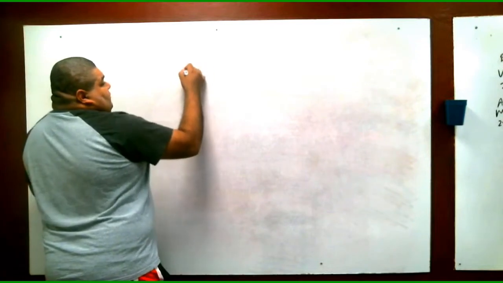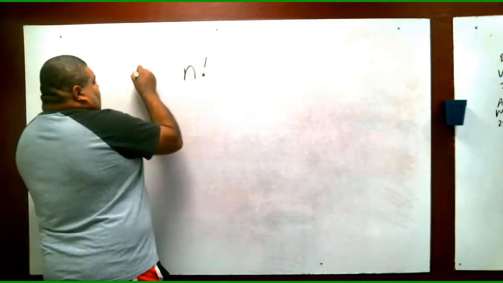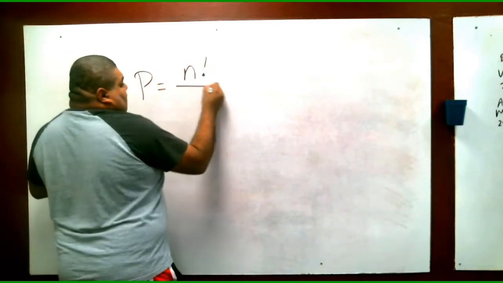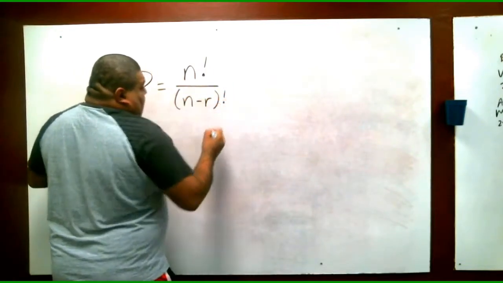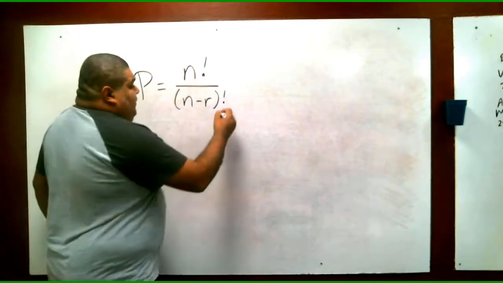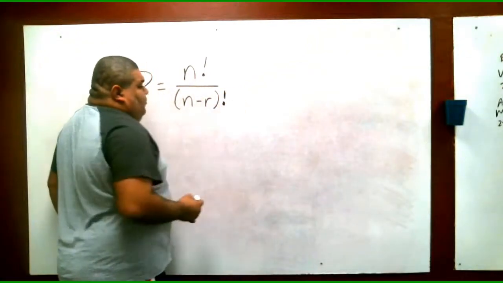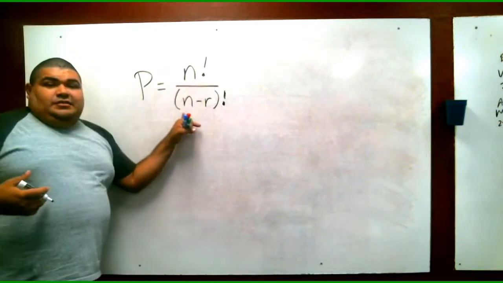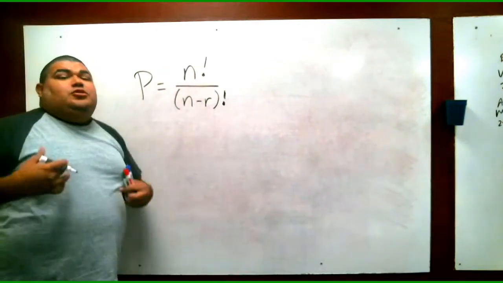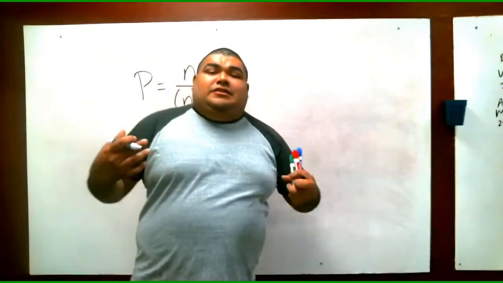The equation is n permutations r equals n factorial over n minus r factorial. Okay, we're not going to use that other r we did last class. Today is just a simple equation. We have n on top and then n minus r. We're still using the same theorem we did last class.